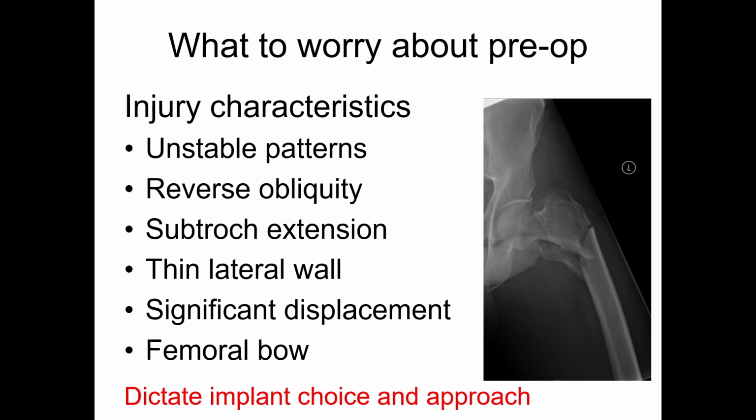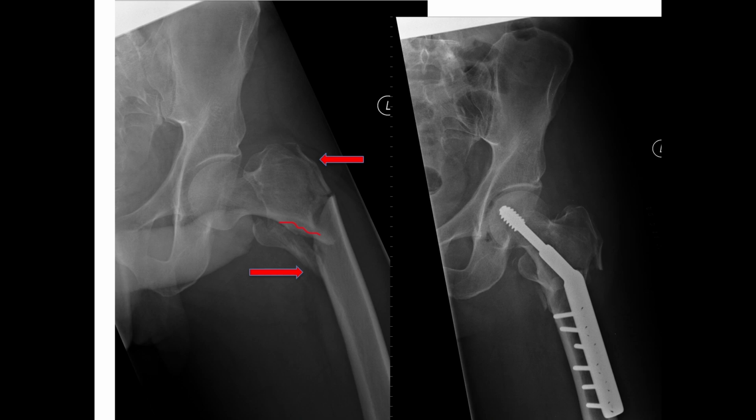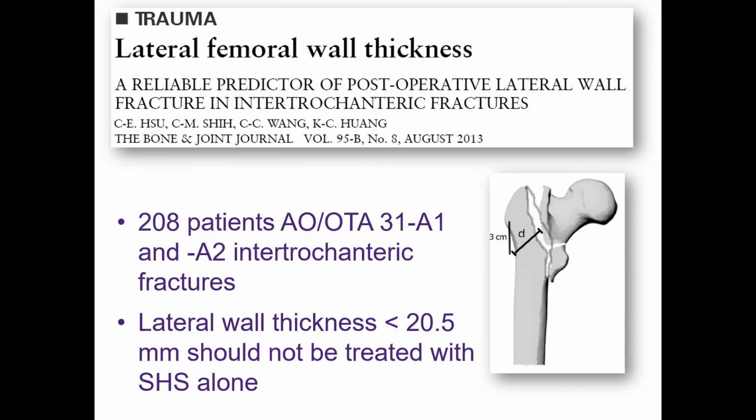These include the presence of unstable fracture patterns, reverse obliquity, subtrochanteric extension, a thin lateral wall, significant displacement, and femoral bow. These factors dictate implant choice and approach. These radiographs show a very unstable fracture pattern with subtrochanteric extension and a thin lateral wall. This was treated with a sliding hip screw and predictably failed early on. If lateral wall thickness is less than 2 centimeters, the fracture should not be treated with a sliding hip screw alone.